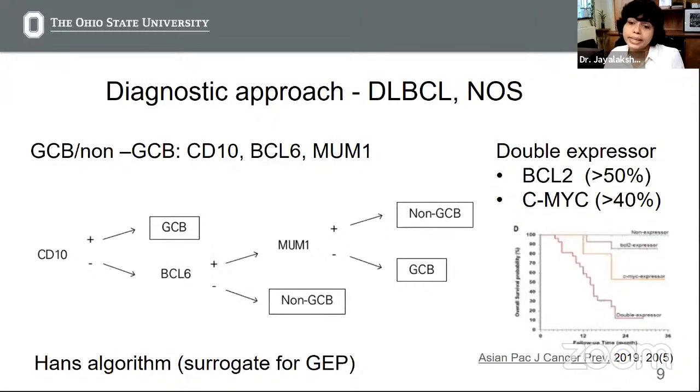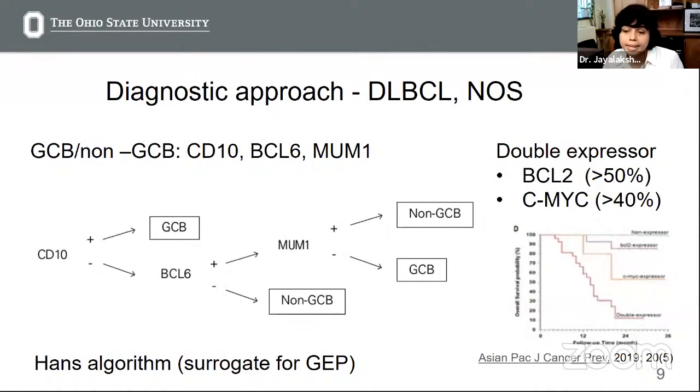When we see a diffuse large B-cell lymphoma, not otherwise specified, we need to subclassify them based on the cell of origin. That is germinal center B-cell versus non-germinal center B-cell type. There are several immunohistochemical algorithms published for this, but the most commonly used one is the Hans algorithm, which is actually a reasonable surrogate for the cell of origin classification by gene expression profiling. Gene expression profiling and immunohistochemical algorithms do not always match. And if we use different algorithms, the cell of origin classification may be different in the same lymphoma. But it is acceptable and a reasonable classification to use in a clinical setting. For Hans, we use CD10, BCL6, and MUM1 to differentiate the two entities. And if the cells are CD10 positive, they are germinal center B-cell type.